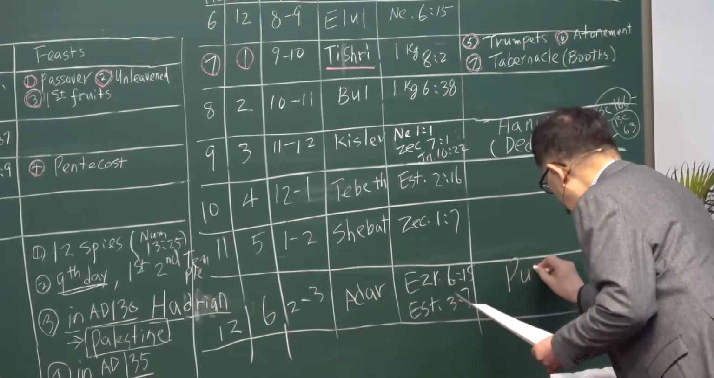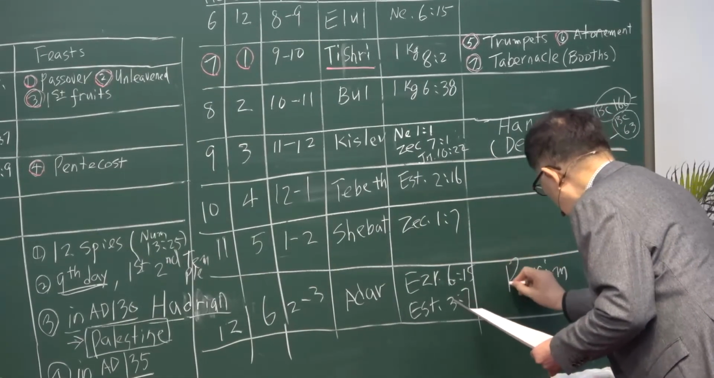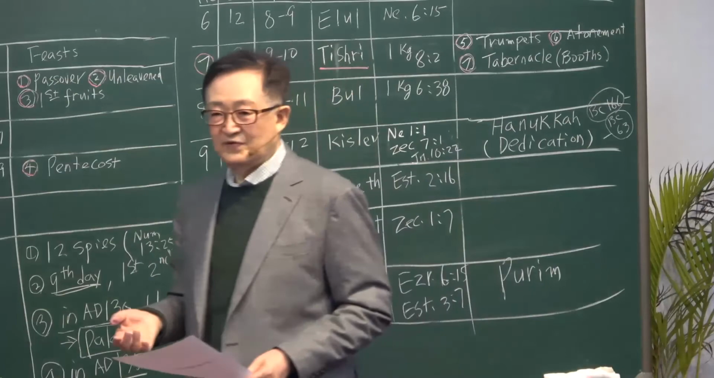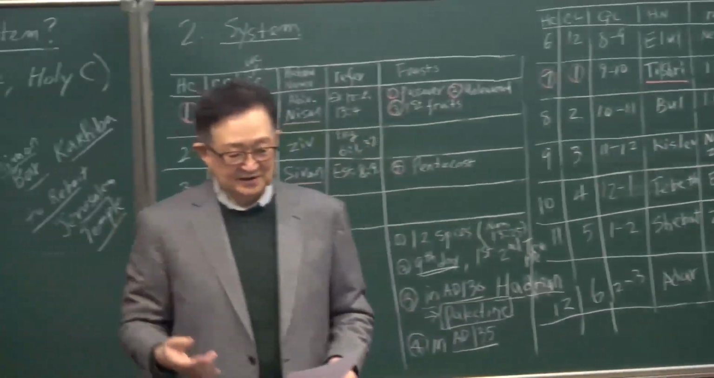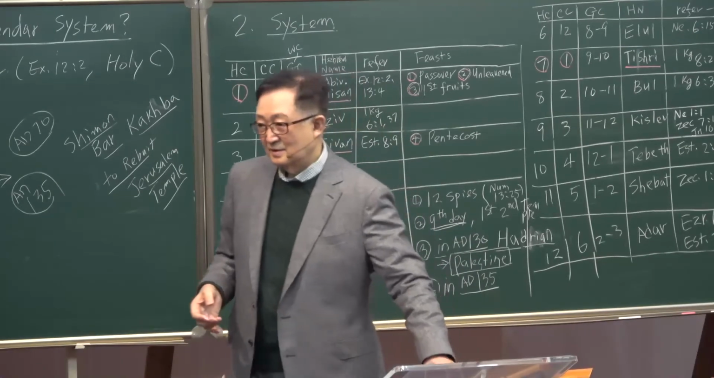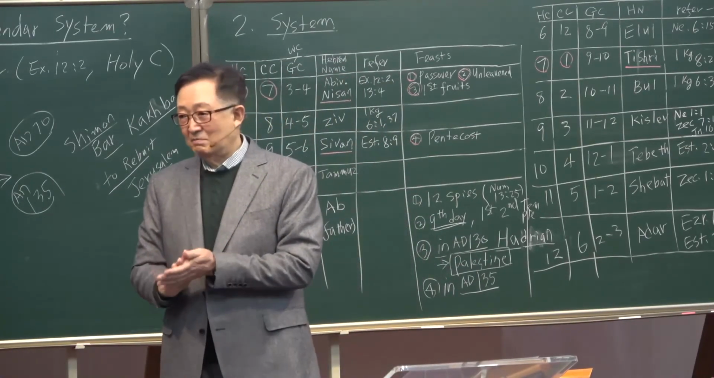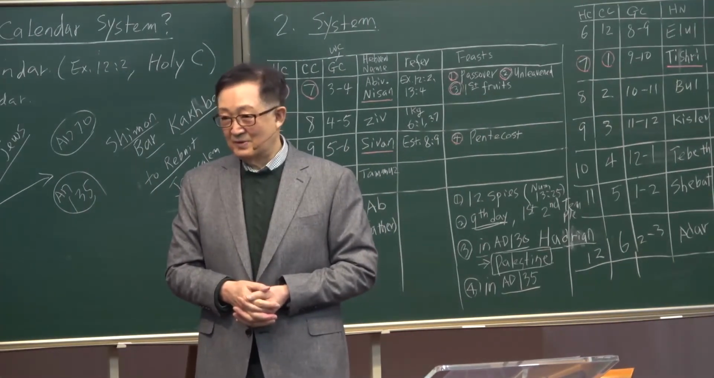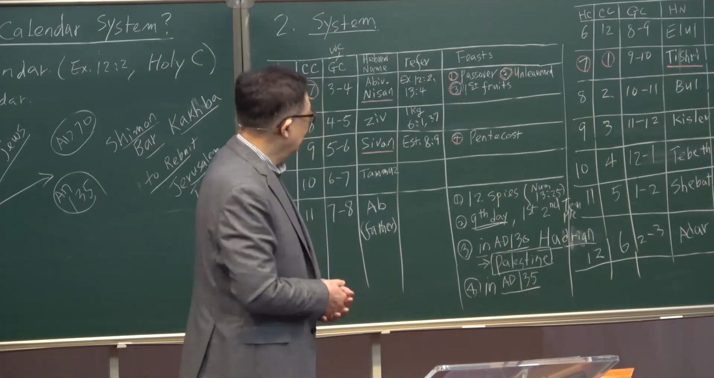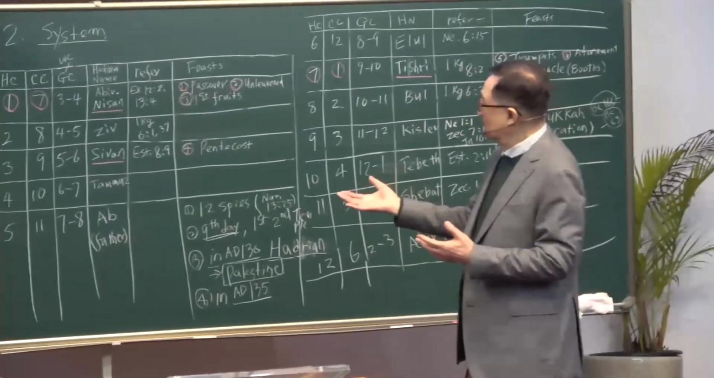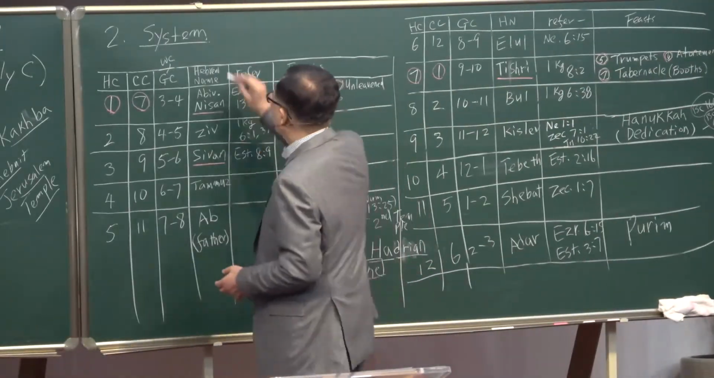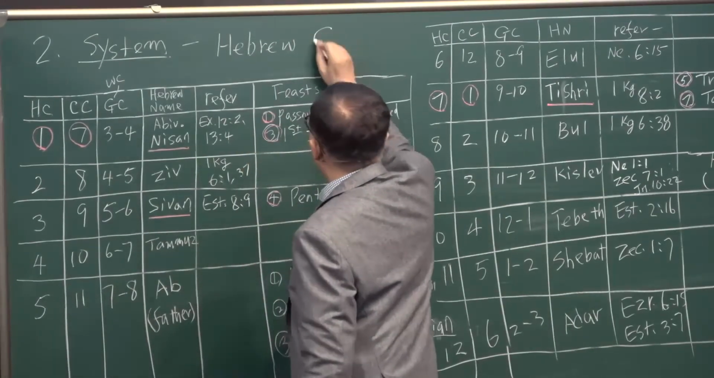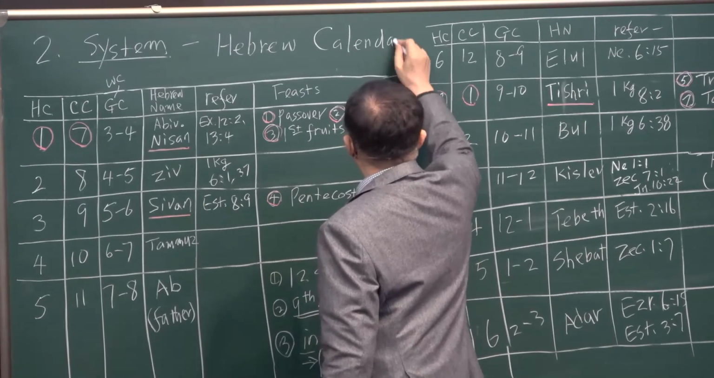over here called Purim. Okay. Purim, Feast of Purim is the Esther story. Esther was helped by Persian, our brother Persian. Okay, that's called Purim. They remember that feast, Purim. Now, you can see the calendar system here. It's a Hebrew calendar system.